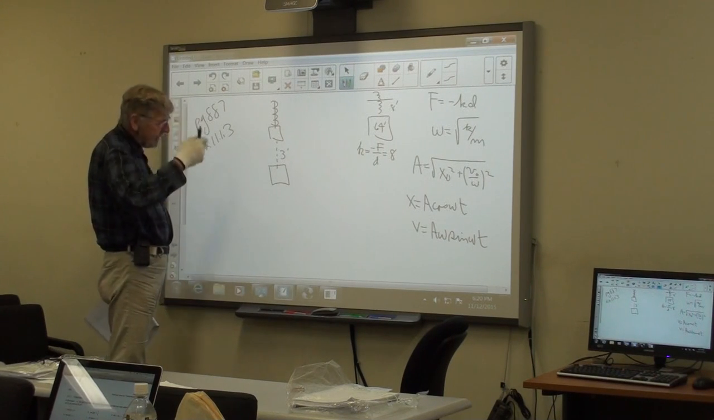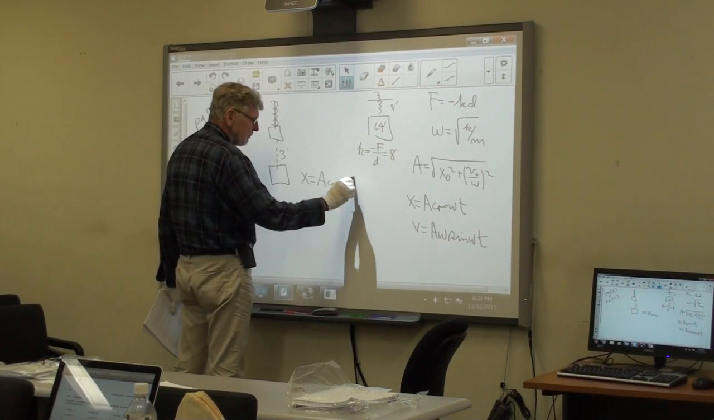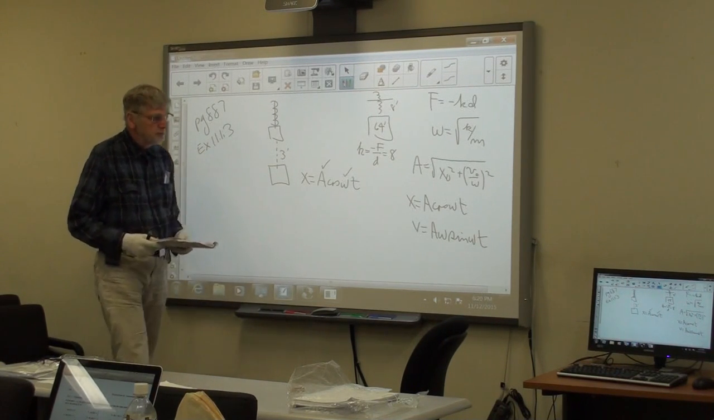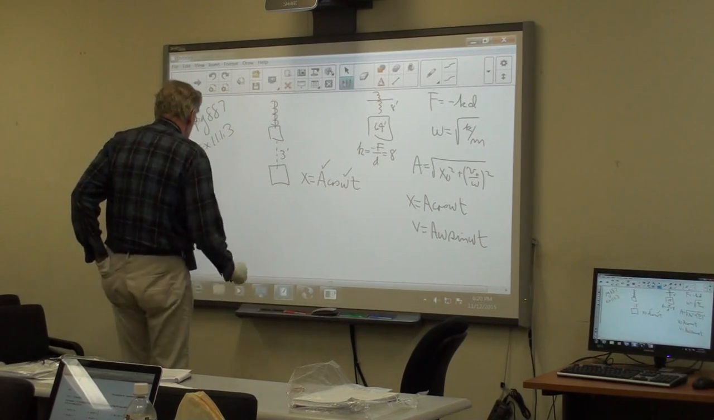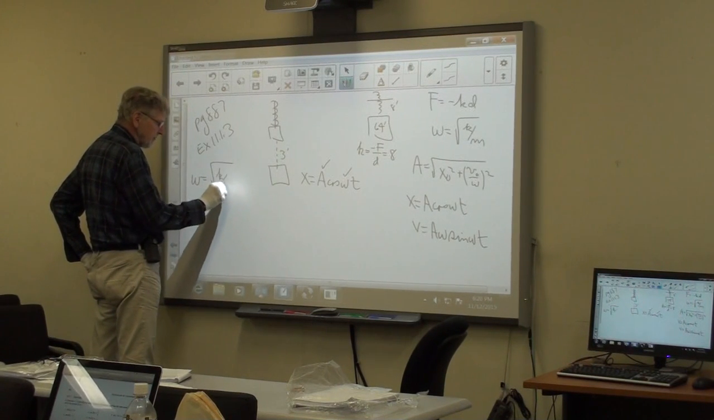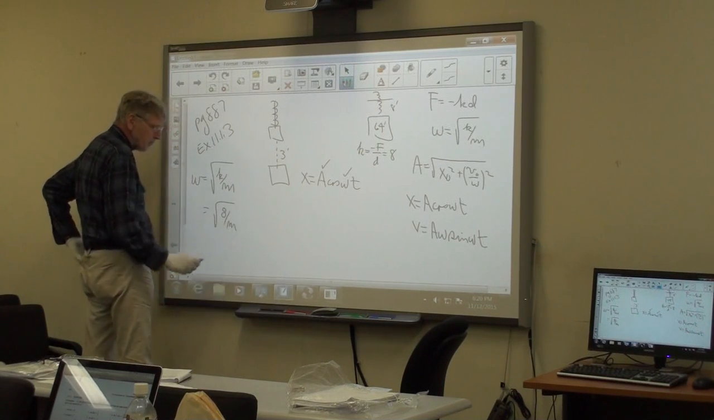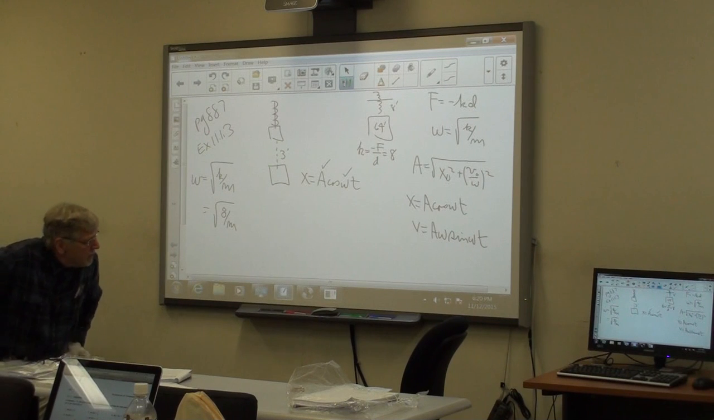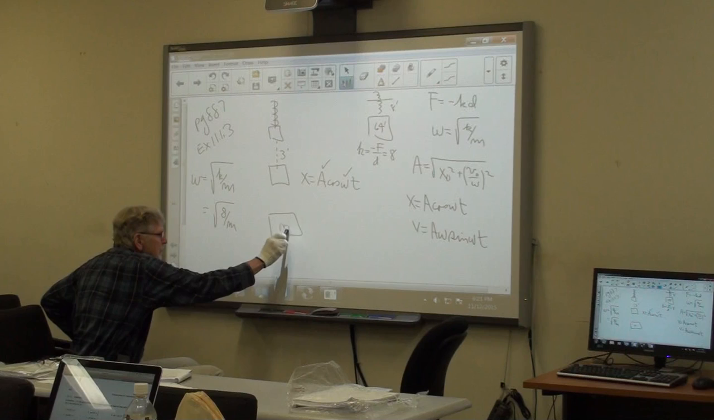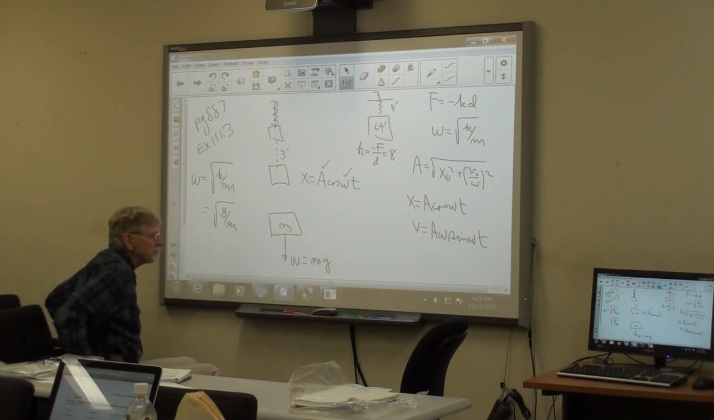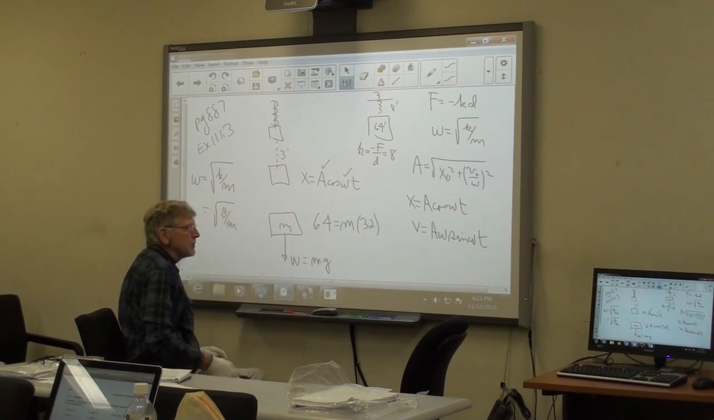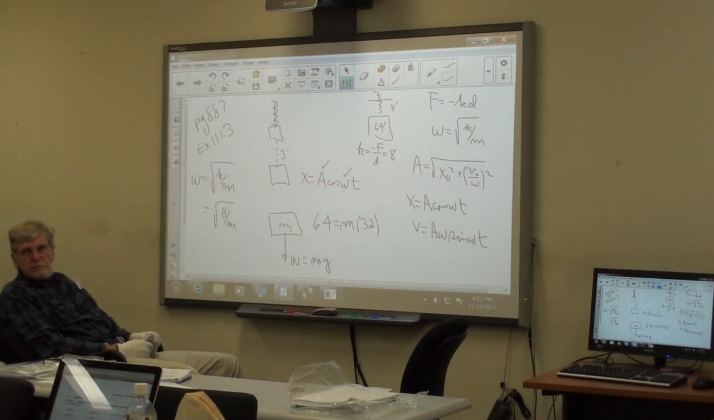Now, x is given by A cosine omega t. So we have to find A and we have to find omega. Now, omega is equal to the square root of k over m. So that's the square root of 8 over m, because we were told that K was 8. Now what is M? Remember that the weight of an object, gravity pulling down, has a weight equal to mg. We're told that the weight of the object is 64, and we know that gravity is a universal constant equal to 32. Never changes, telling you that m is equal to 2.